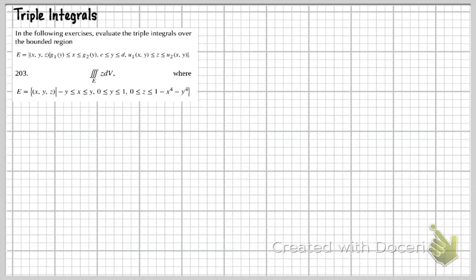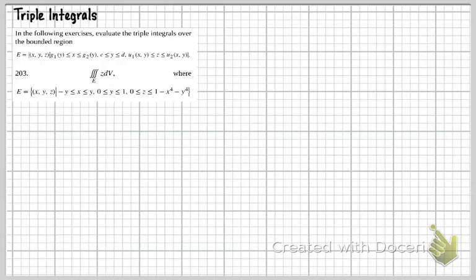So the first bound I'm going to start with is the z, because it is bounded by a function of x and y. Okay, here we go. So the integral is going to go from 0 to 1 minus x to the fourth minus y to the fourth. And then we're talking about the function z here, and that means I'm doing my dz first.